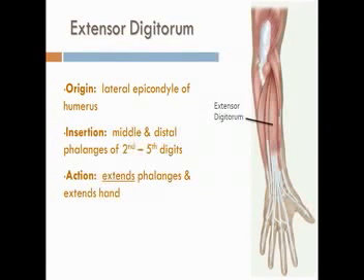Extensor Digitorum, you can figure out what it does by its name. It extends the digits. It originates on the lateral epicondyle of the humerus, inserts onto the middle and distal phalanges of 2nd through 5th digits, and its action is to extend the phalanges and extend the hand.